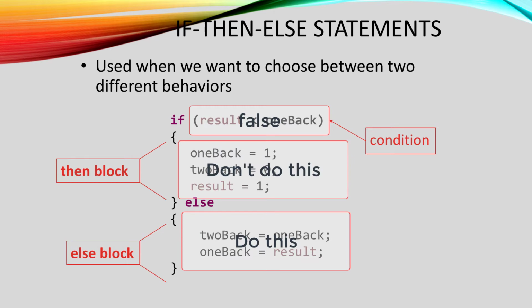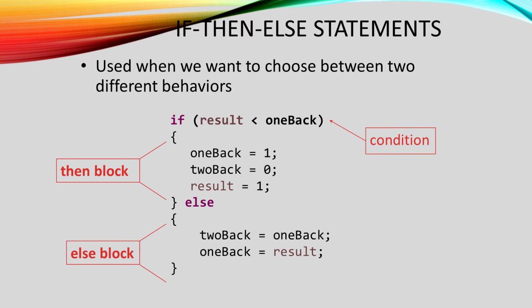else block is executed. So, an if-then-else statement is choosing between 2 behaviors, the code in the then block and the code in the else block. The choice is controlled by the condition. If it is true, only the then block executes. If the condition is false, only the else block executes.